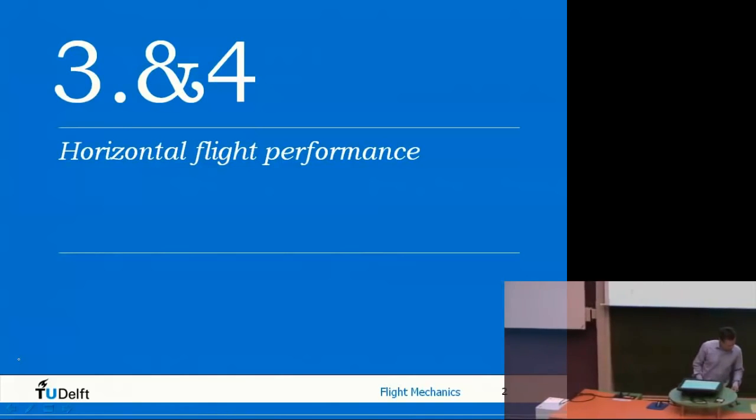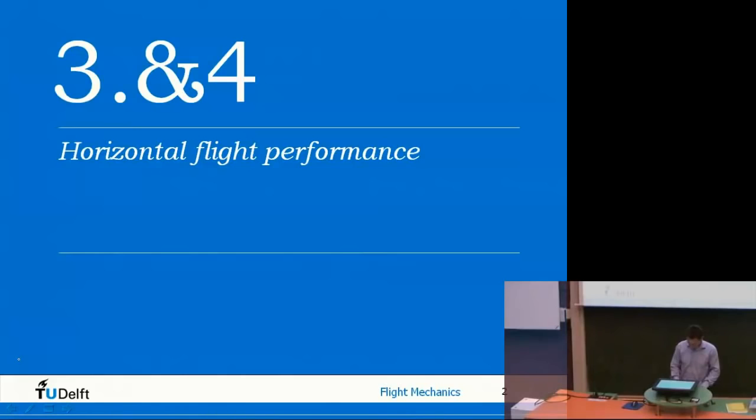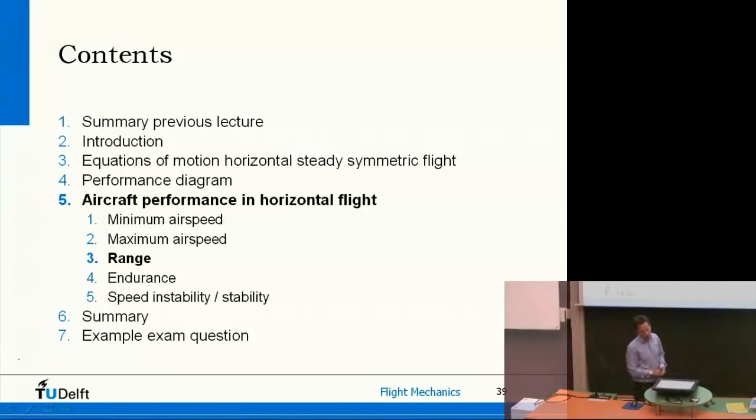So, if we continue where I left off, I was going to look at range, where range is basically the distance you can fly with an aircraft. So either going as far as you can with a given amount of fuel, or basically from an economic perspective, going over a certain distance with the minimum fuel.